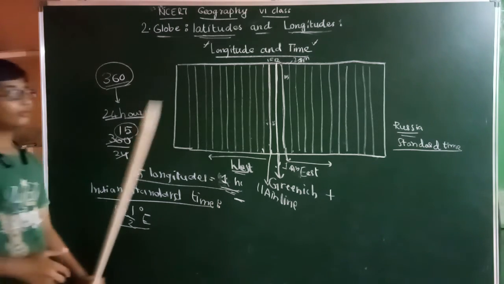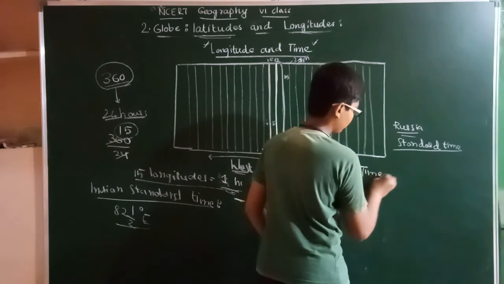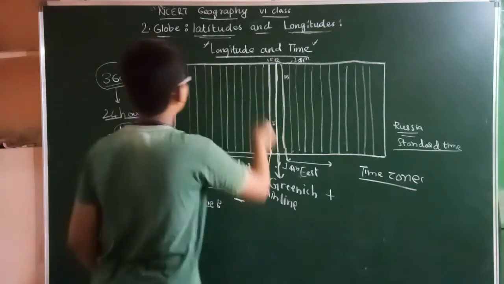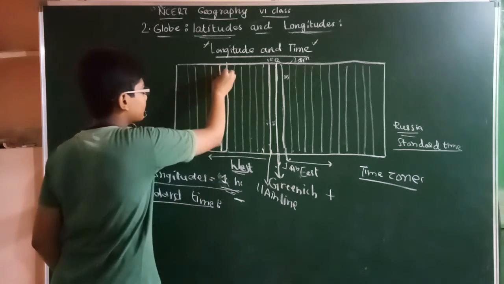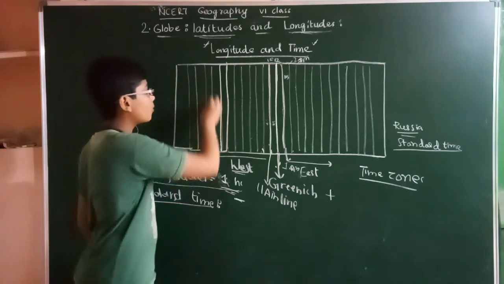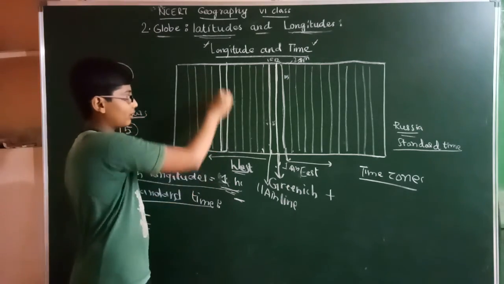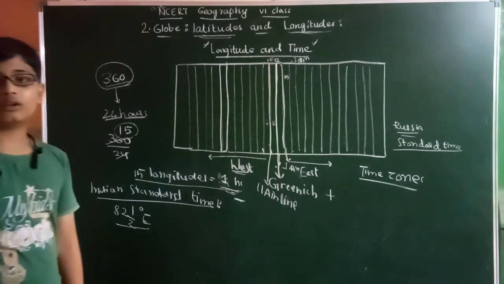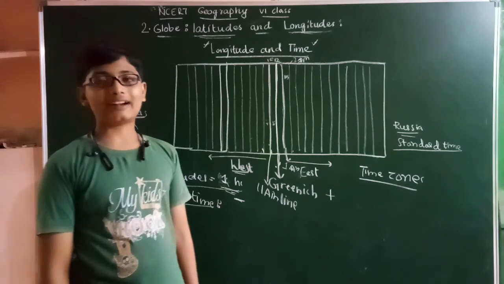Now there are also time zones. Suppose this is a time zone. The places between these two lines are considered a time zone, and this whole zone gets one standard time. Everything is divided into time zones. So this is the lesson: globe, longitudes and latitudes. Thank you.